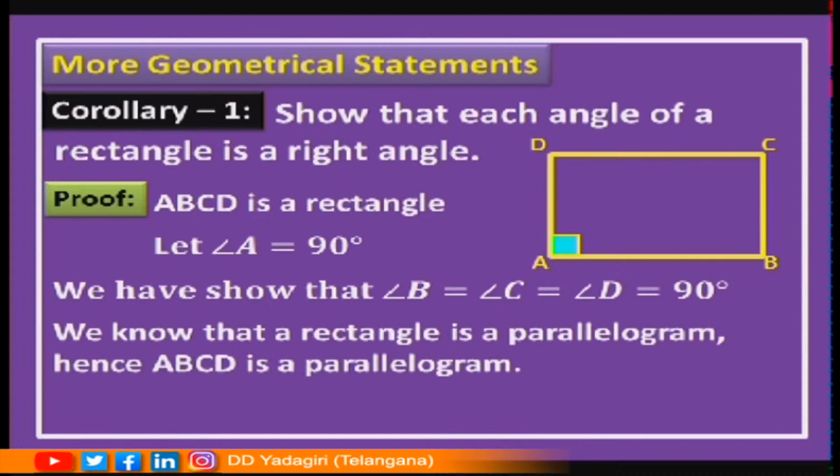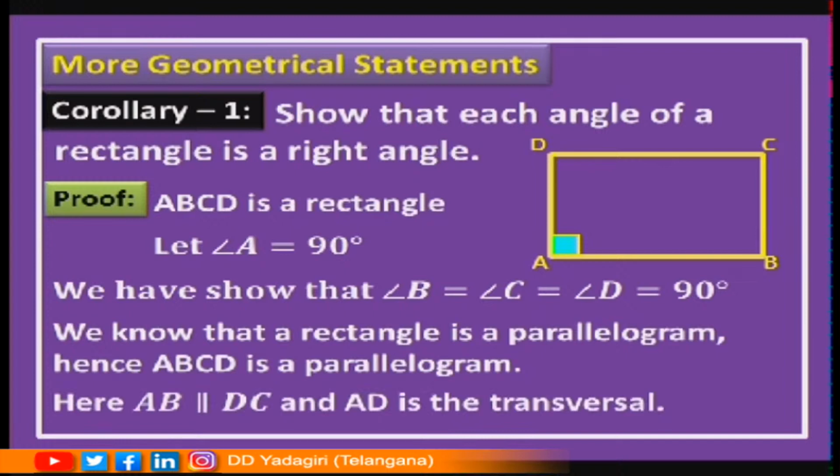And we know that a rectangle is a parallelogram, isn't it, children? Because we have already seen the definition of a rectangle. A parallelogram is one in which opposite sides are parallel, right? So, in a rectangle also, if you see, both the pairs of opposite sides are parallel. So, I can say a rectangle is a parallelogram. So, here rectangle ABCD is nothing but a parallelogram ABCD.